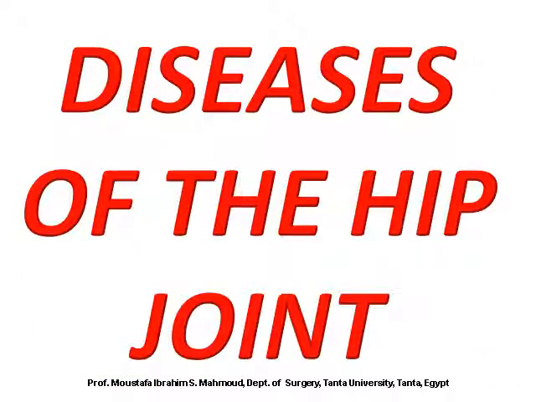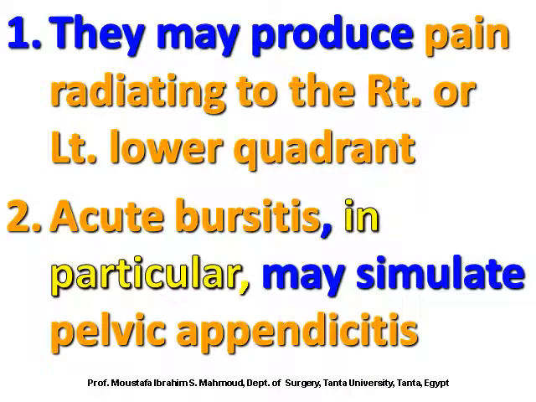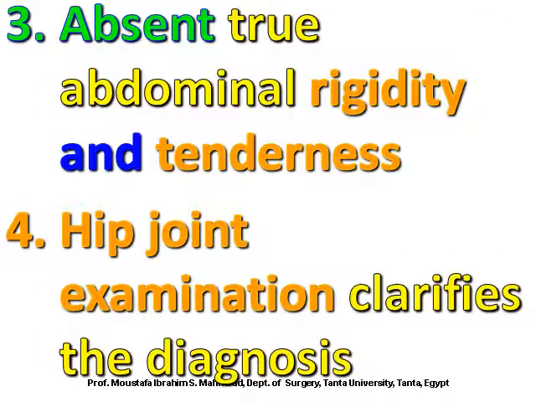Diseases of the hip joint. They may produce pain radiating to the right or left lower quadrant. Acute bursitis in particular may simulate pelvic appendicitis. Absent true abdominal rigidity and tenderness. Hip joint examination clarifies the diagnosis.